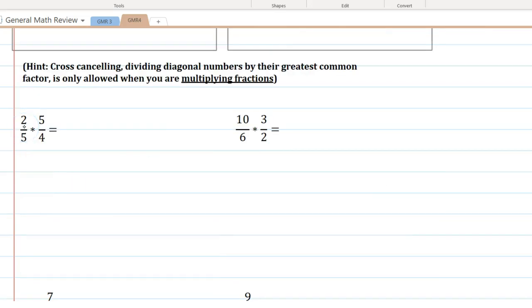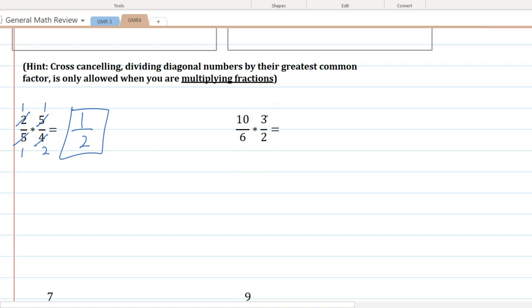A few more examples. Remember to cross cancel before we even start. I have 2 over 5 doesn't reduce, but 2 and 4 can reduce. So 2 divided by 2 is 1, 4 divided by 2 is 2, 5 divided by 5 is 1, 5 divided by 5 is 1. Always put those numbers there, even if they're 1. That leaves me with 1 times 1 is 1, 1 times 2 is 2, and I'm finished.